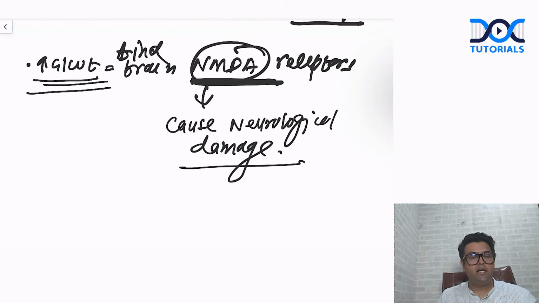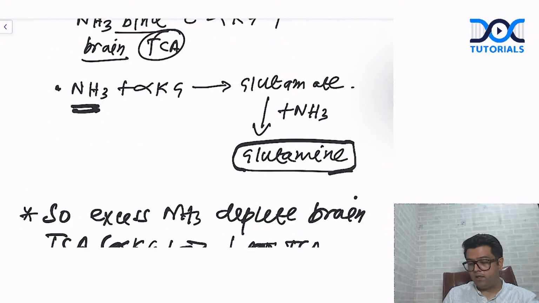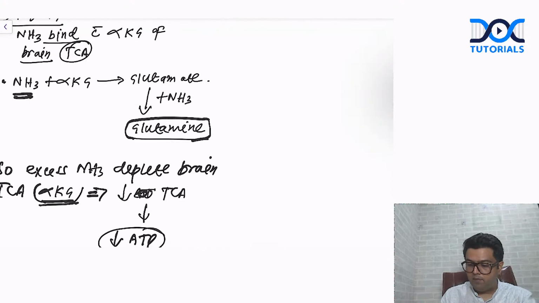Okay, that you will read again in your pharmacology or medicine later on, right? So that is all about why ammonia is toxic to the brain. Now, guys, why is it not toxic? Because we make glutamine, right? So, guys, ultimately what happens is this glutamine.